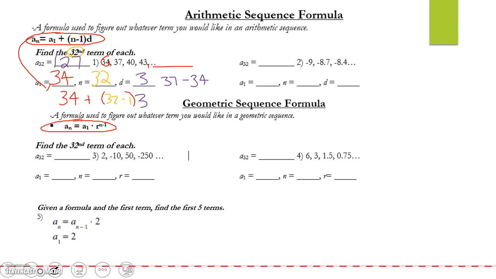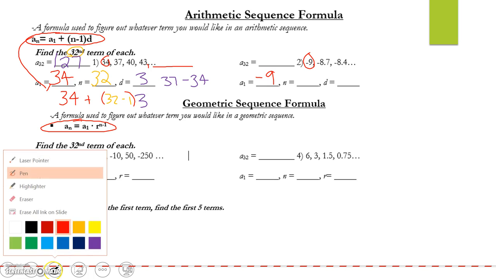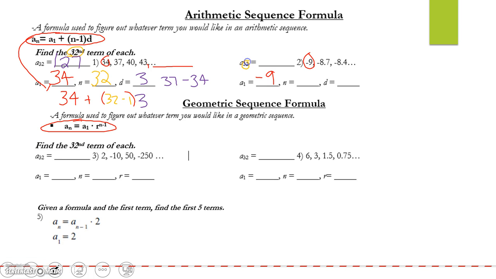Let's try another one. So A sub 1 for this next one is -9. The number of terms is right here, again 32. And then the common difference, I take the second term and I subtract the first term. And you can do that right in your calculator, and if you did that, you get 0.3.